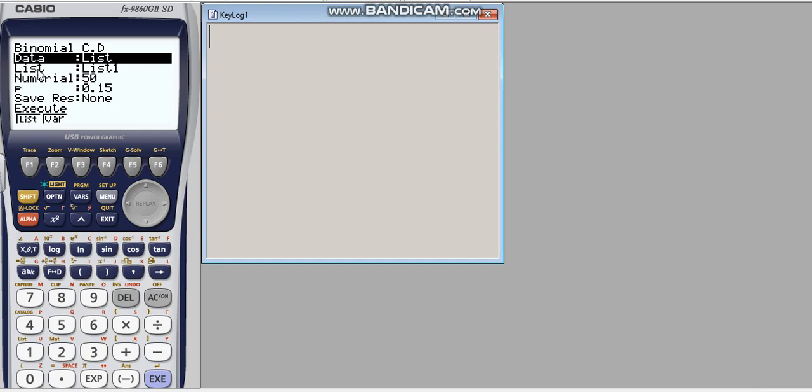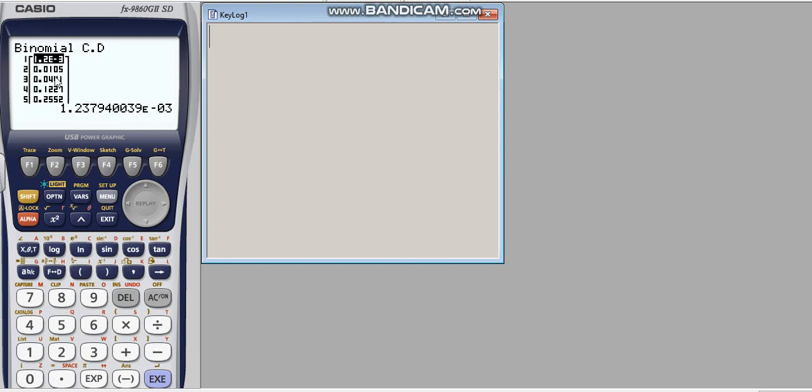Now, my data is in list 1. My number of trials this time is 30. Let's put 30 in there. And my proportion is 0.2. Now at the moment I'm not saving the results anywhere, so I want the results saved, so I'm going to change that to list and put it in list 2. Okay, so when I press execute, now it's calculated all these probabilities.